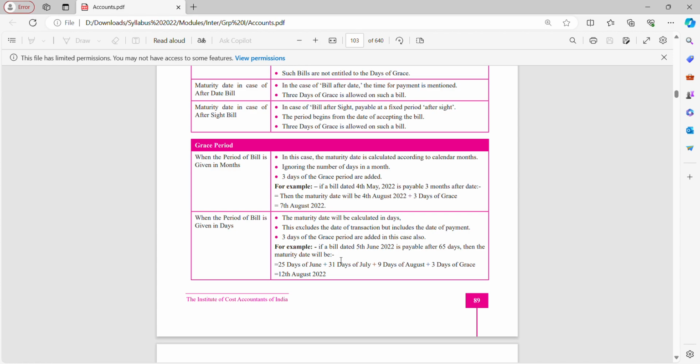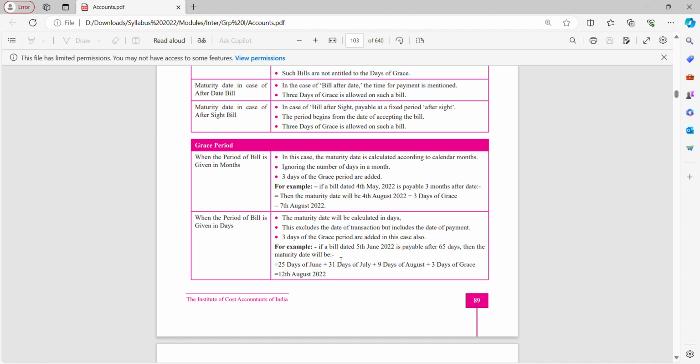For example, if a bill dated 4th May 2022 is payable 3 months after date, that means you have to add grace period. So 4th August 2022, to that if you add grace days, it will be 7th August. 4th May, to that 3 months. So May, June, July, August, 4th August. To that 3 days, that will give you 7th August.